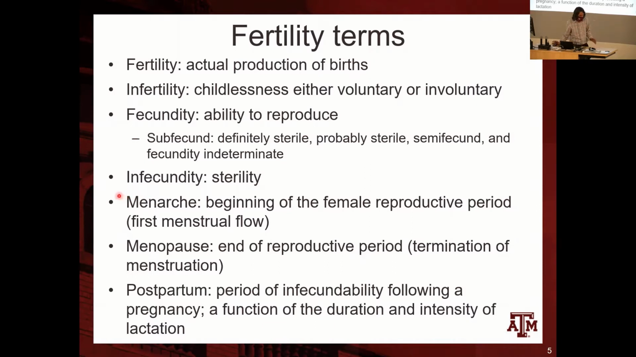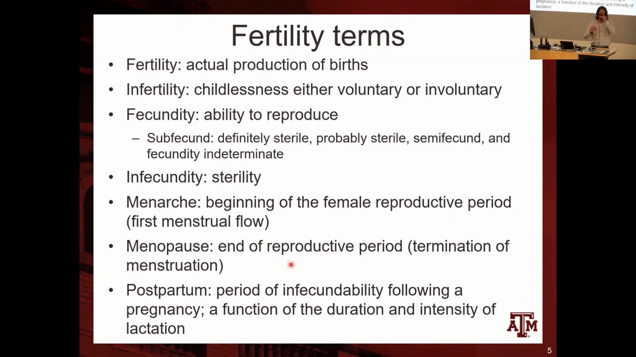And also, there are specific time points in women's lives that make them more or less likely to have children. At the beginning of the female reproductive period, the first menstrual flow, known as the menarche, is important information for us to know when women start to be able to have children. Menopause, the end of the reproductive period, the termination of menstruation, is also an important aspect for us to understand the moment when women are no longer able to have children.